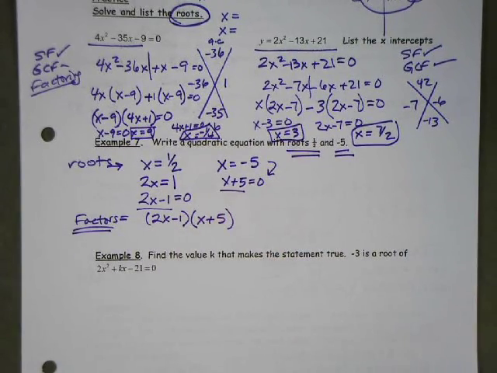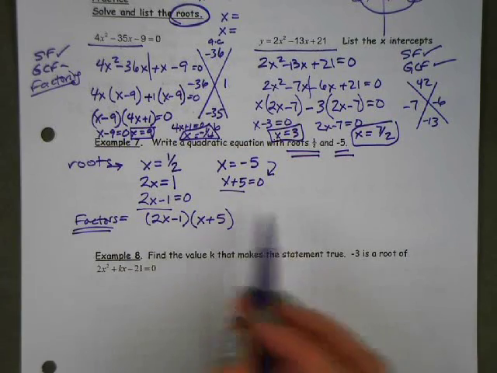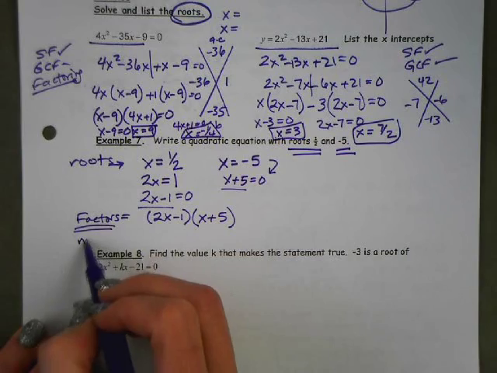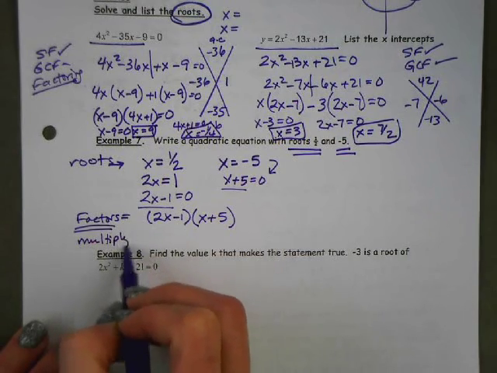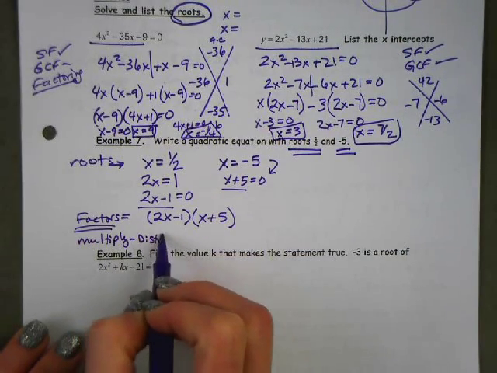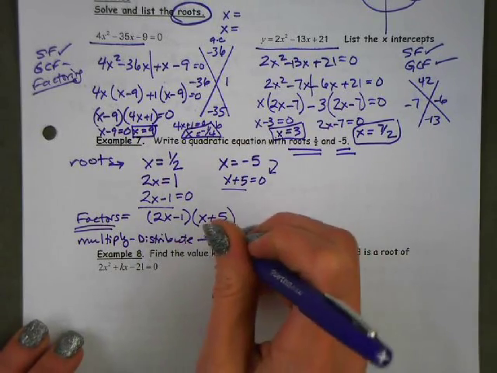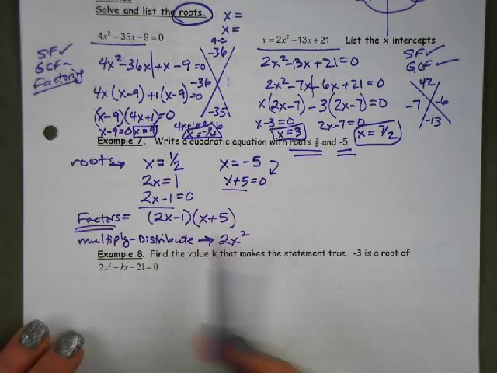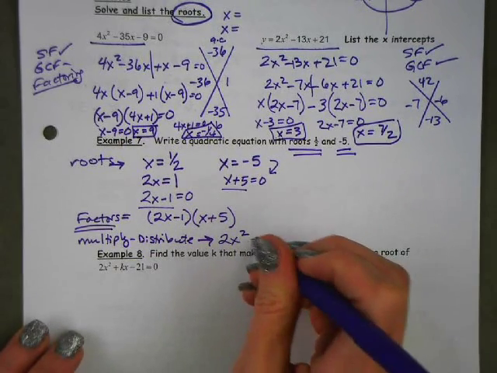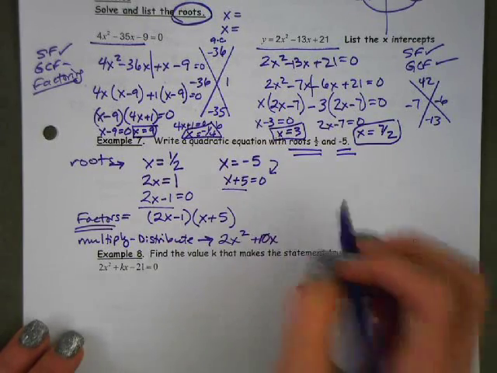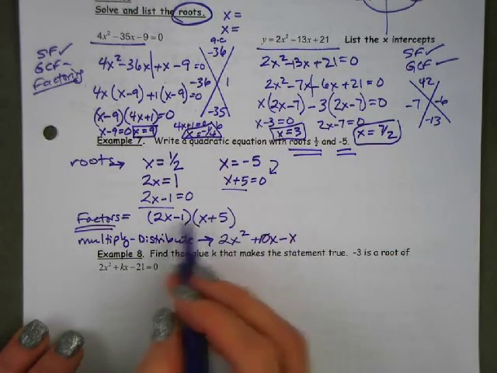Right? Make sense? Okay? And then at that point, what would we do? You want to distribute. So you're going to have 2x times x, which is 2x squared. You have 2x times 5, which is 10x. And then negative 1 times x is negative x. And negative 1 times 5 is negative 5. And that equals 0.